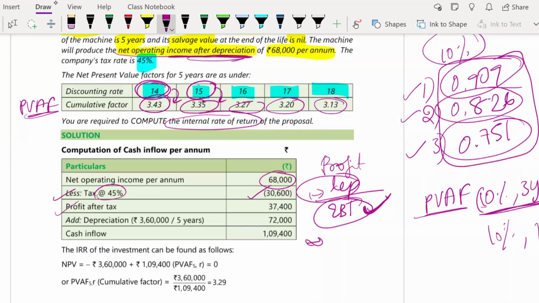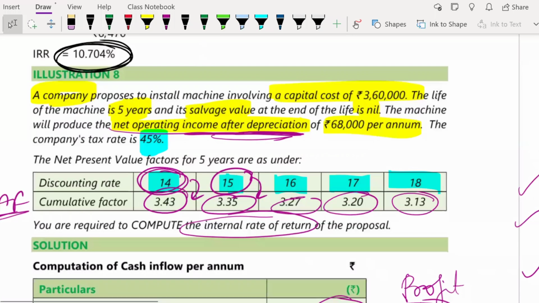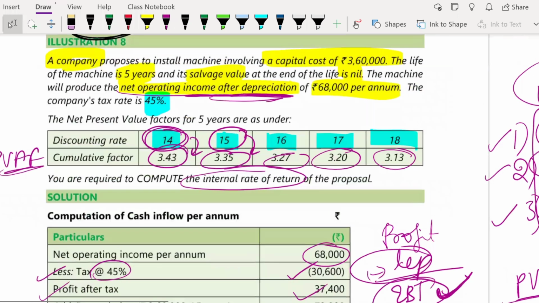The tax rate is given in the question. Your profit after tax will be this. Then what you have to do is add back your depreciation. But how will you find out your depreciation? Is it given directly in the question? Can someone tell me? No, the question does not give it directly.